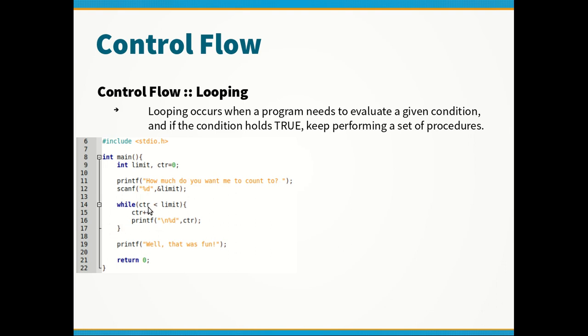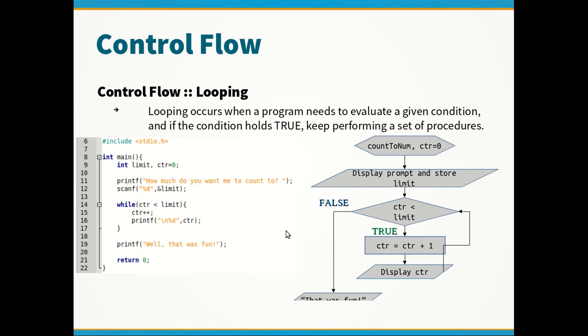But now, since on the last iteration we changed the value of CTR from 2 to 3, 3 is now being compared as lesser than 3, which is of course no longer true. It is false. Therefore we do not go through the body of the loop. Instead we skip and we go right away to the next statement that follows. So we'll now print, well, that was fun.